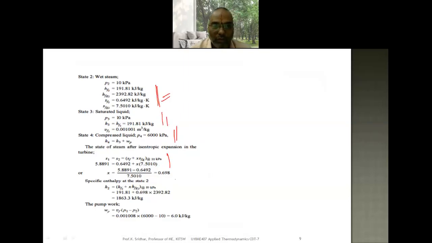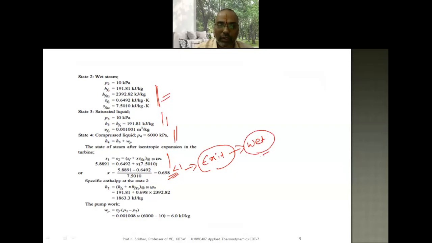So now initially you find out the value of X after expansion, that is the exit condition. We don't know it, because the inlet condition is given as dry steam, but the exit condition we have to find out. So for this purpose, we have to find the value of the dryness fraction. Here it is lesser than 1. That's why we can say that the exit condition is wet steam.